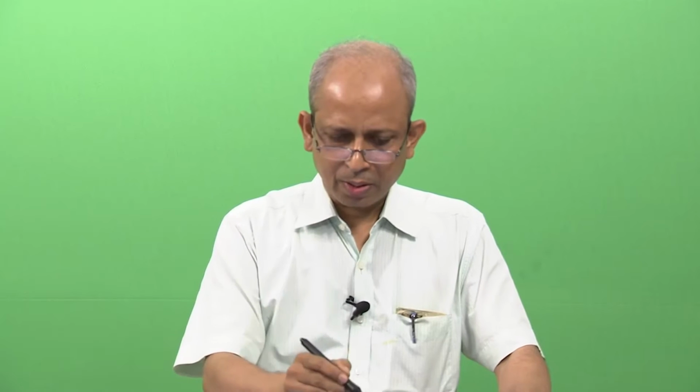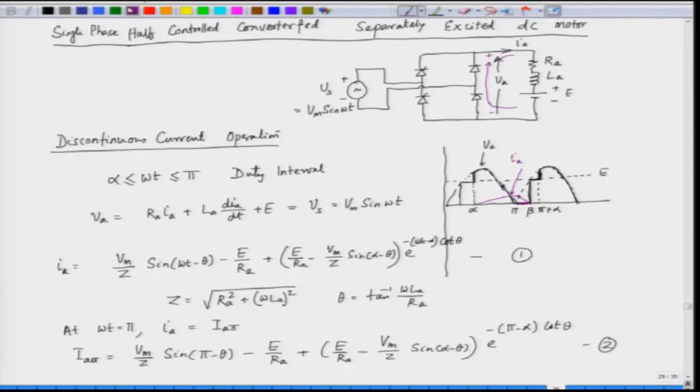Hello and welcome to this lecture on fundamentals of electric drives. In the last lecture, we were discussing the half controlled converter fed DC motor drive. We will continue from that. Now, let us look at the circuit diagram. This is the circuit diagram of a half controlled converter.